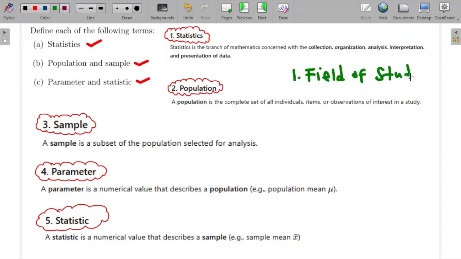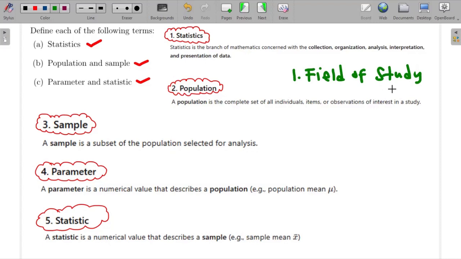So if you go to universities such as UNZA and maybe Mukuba, they have a program or a field which is statistics. So those students are pursuing a Bachelor of Science in Statistics. So statistics can be a field of study.